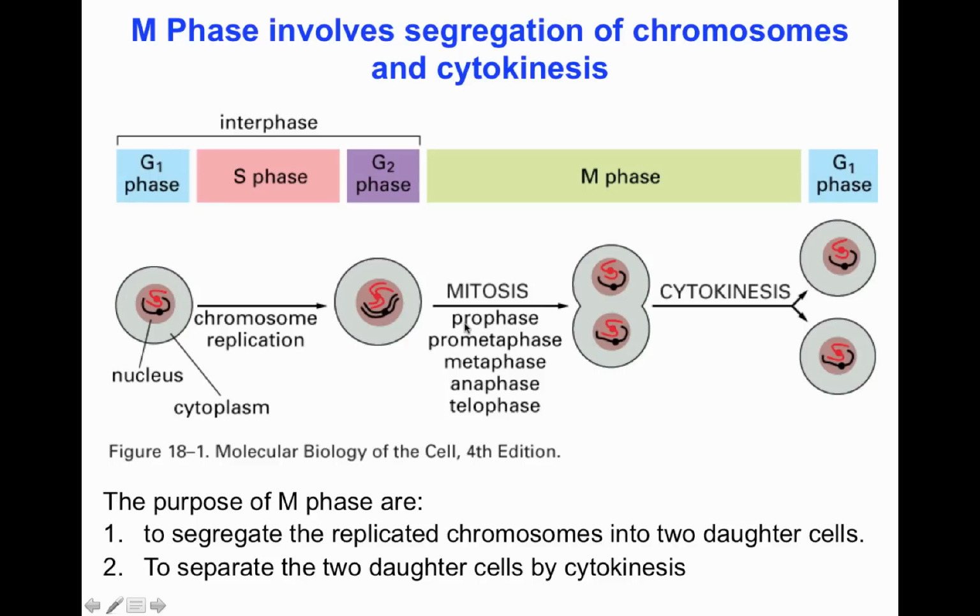Now, when we look at the M phase, we're going to have two different purposes. The first one is going to be to segregate the replicated chromosomes for each of the daughter cells. And that is going to be performed in 5 stages: prophase, prometaphase, metaphase, anaphase, and telophase. The second portion of the M phase is going to be to separate the two daughter cells by cytokinesis.